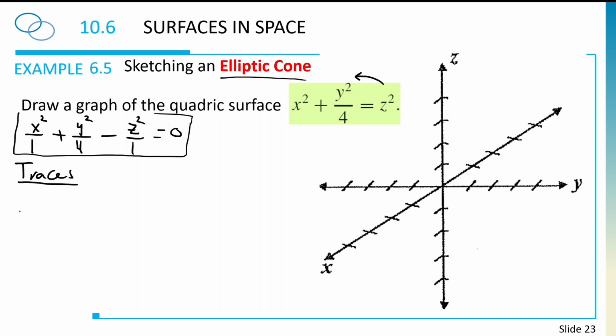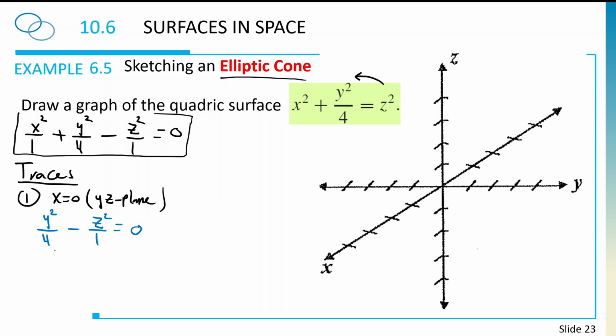What are the traces for the cone? I'll start with the first trace for the cone, okay? Let's say with x equals 0. So this is the intersection with the YZ plane. What will happen if x equals 0? Let's see. I'll use this form of the equation. If x equals 0, so this is y squared over 4 minus z squared over 1 equals 0. So is it a circle? No. There's a negative in between.